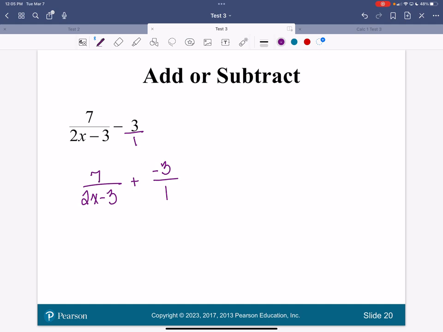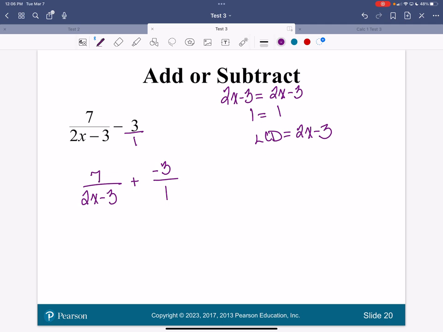Okay? Can I break 2x minus 3 down at all? Can't. There's nothing I can factor out. There's nothing I can do. Okay, what about 1? Can I break it down? No. So what's my LCD here, guys? That's exactly right. My LCD is 2x minus 3. If you wanted to write it as 2x minus 3 times 1, you could, but you don't have to.